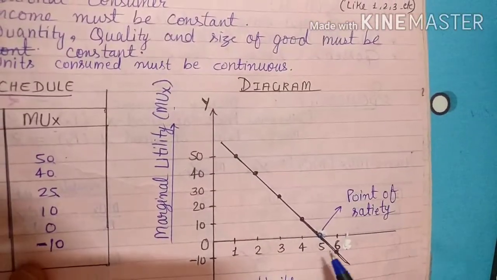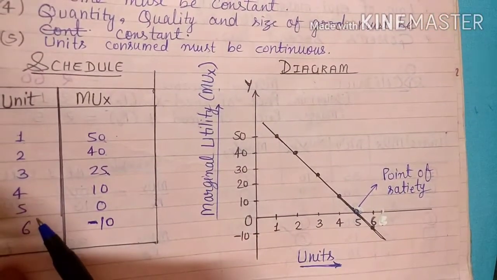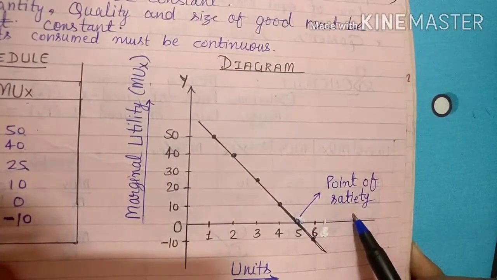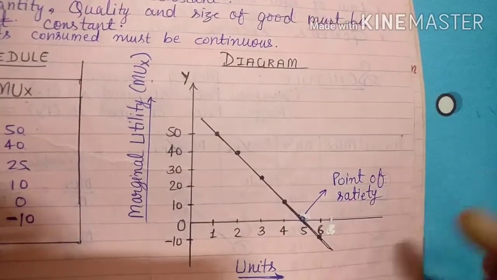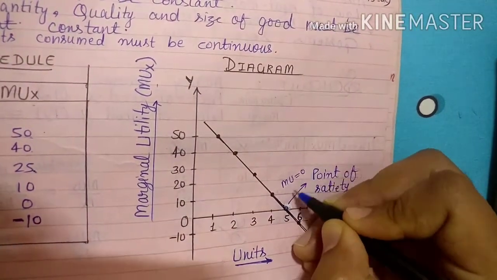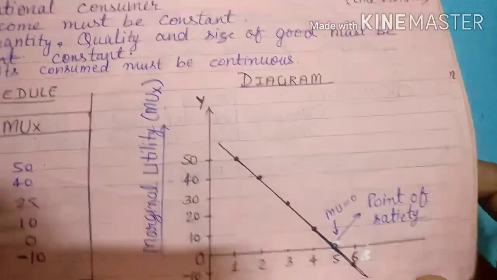And the point where MU becomes 0 when consuming the fifth unit is called the point of satiety, or we can say the point of saturation, where MU is 0.